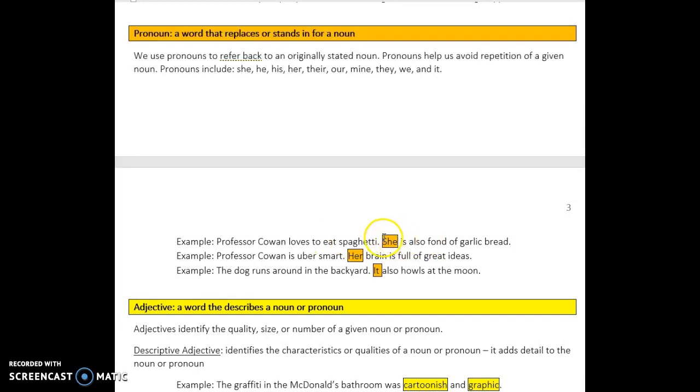Remember that we cannot use a pronoun if we have not already first specified the noun to which it refers. So for instance, if I just said she loves to eat spaghetti, she is also fond of garlic bread, we would be wondering who is fond of spaghetti and who is fond of garlic bread. So we need to specify at the very outset to which noun we're affixing our pronoun.